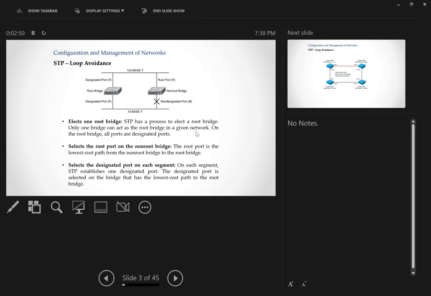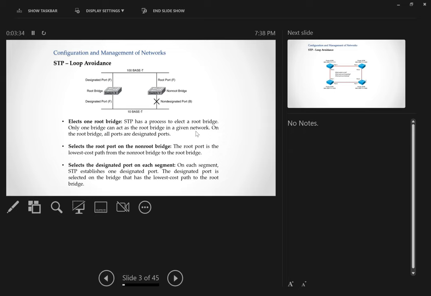How? It is the one with the lowest priority value, or if the priority is equal in all of them, which happens if nobody configures, if you just use the switch out of the box, everyone will have the same priority. In that case, it elects the bridge with the smallest MAC address. Okay, so it takes the MAC address as an absolute value, the 48 bits, and chooses the one with the smallest value. And since they all exchange this info using BPDUs, they all know. And they all agree on which one is the root bridge.